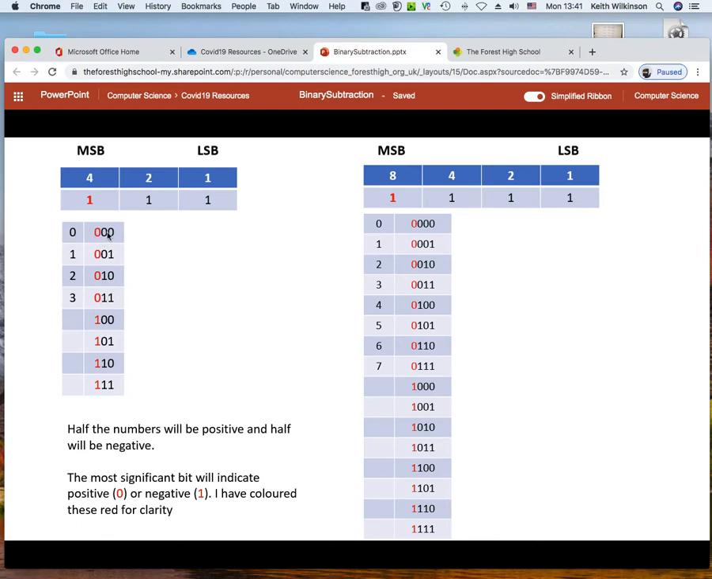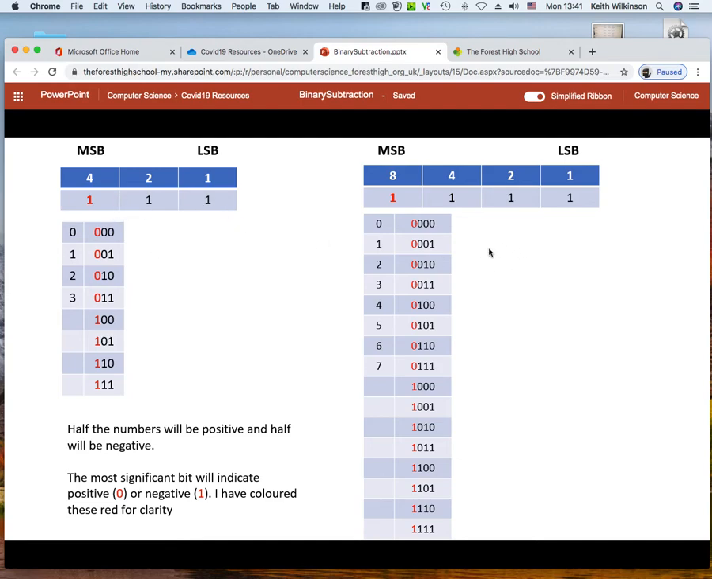So this one here is positive 0, this one here is positive 1, positive 2, positive 3, and I've left the rest blank because now I've got a 1 on my pattern. I've only coloured them red. I've got a 1 on my pattern, which indicates that these are negative numbers. So if I can only have, let's say, 8 distinct numbers, and I need them to be positive and negative, then I can only have 4 positive and 4 negative numbers with this bit pattern.